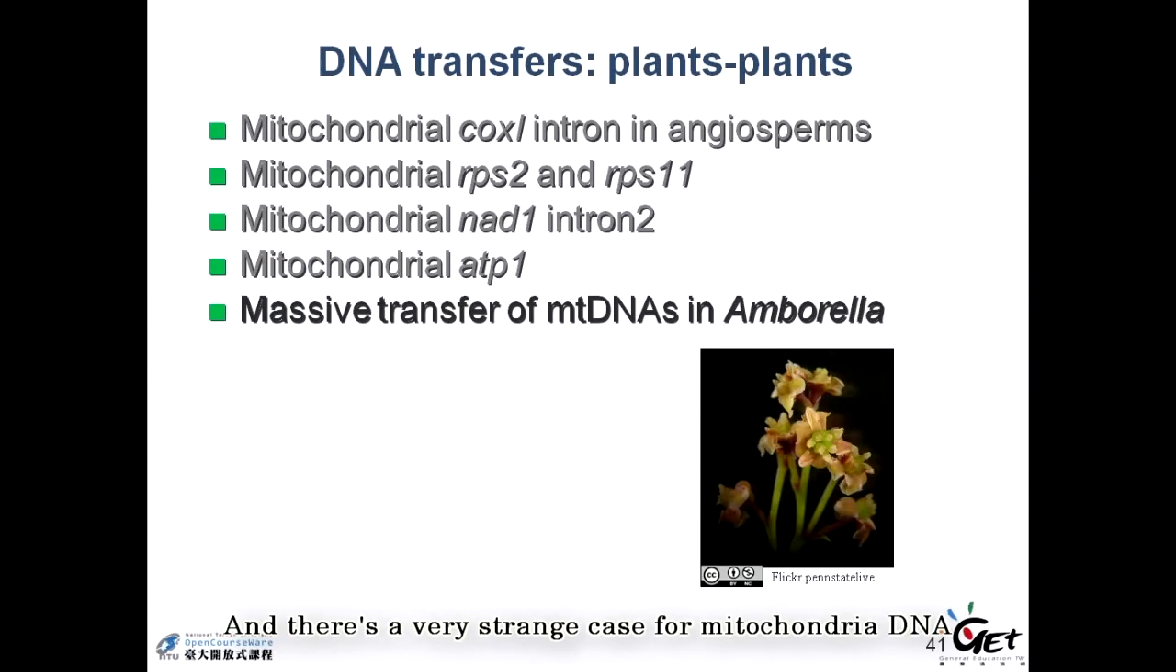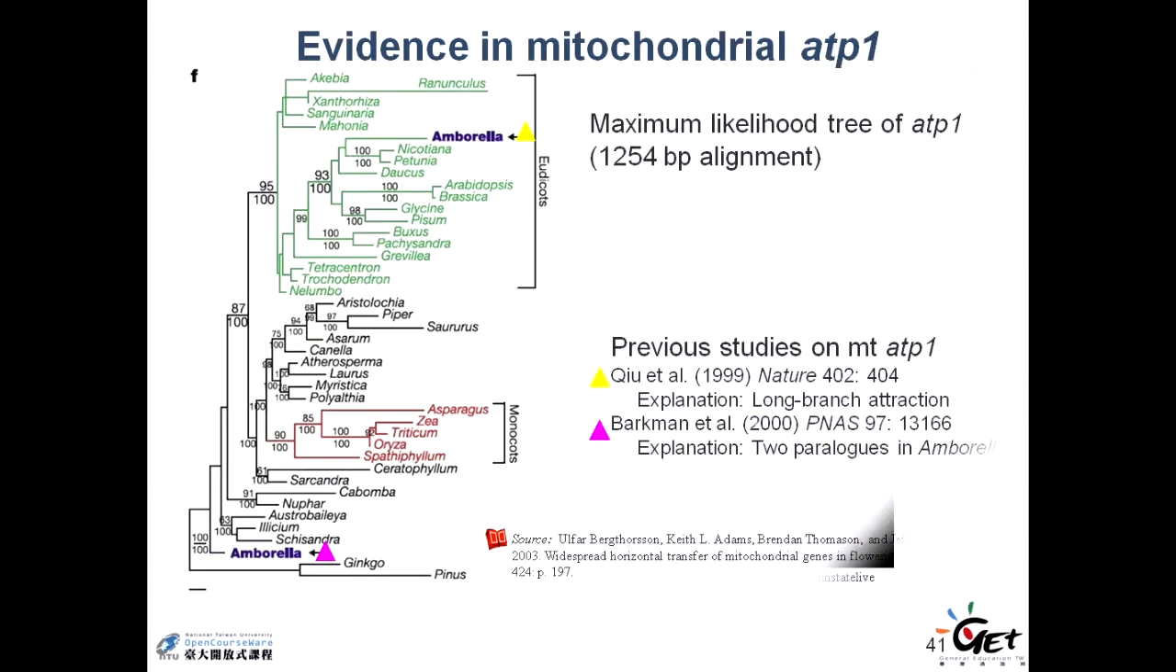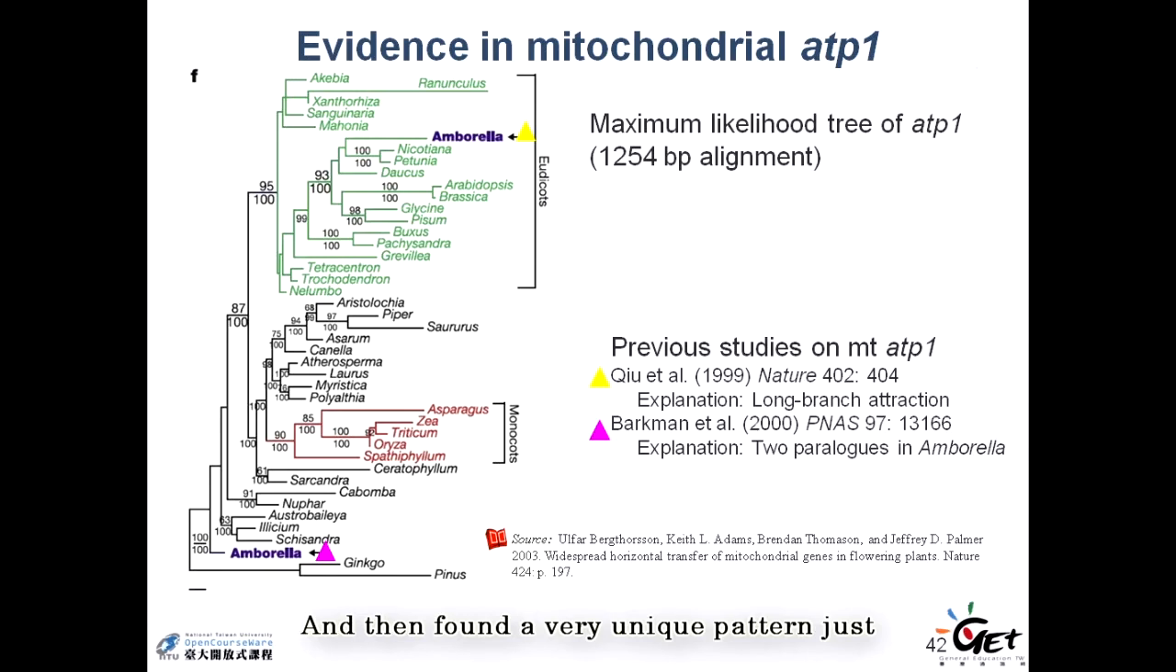And there's a very strange case for mitochondrial DNA in Amborella, which is a very important member of the angiosperms, since it's the first branch of angiosperms. The mitochondrial genome was sequenced for Amborella, and they found a very unique pattern, just like the one we just mentioned, ATP1. So they wanted to study all the other mitochondrial genes.